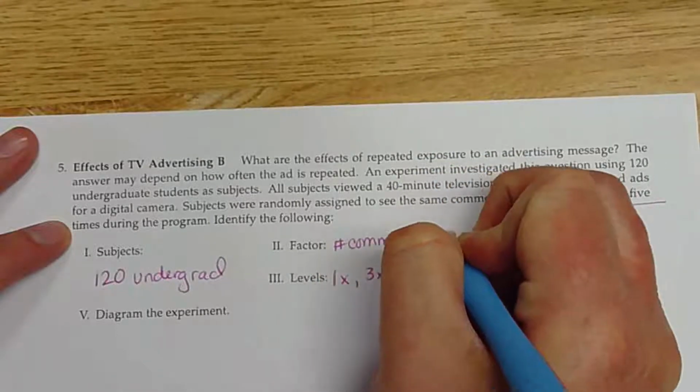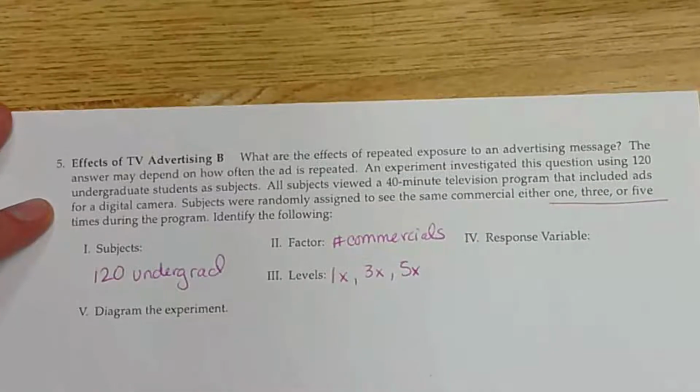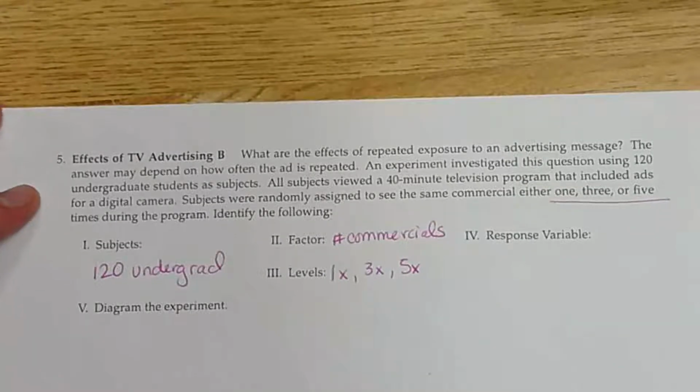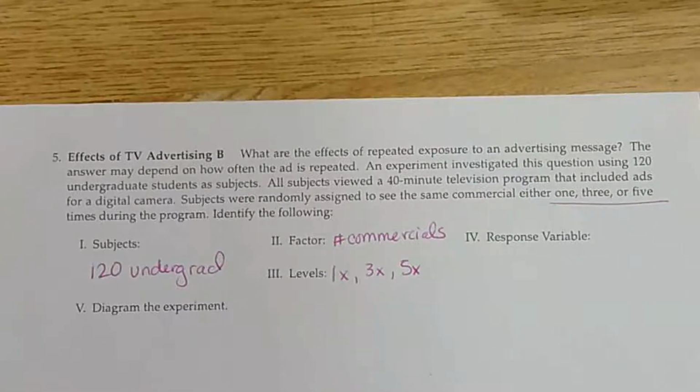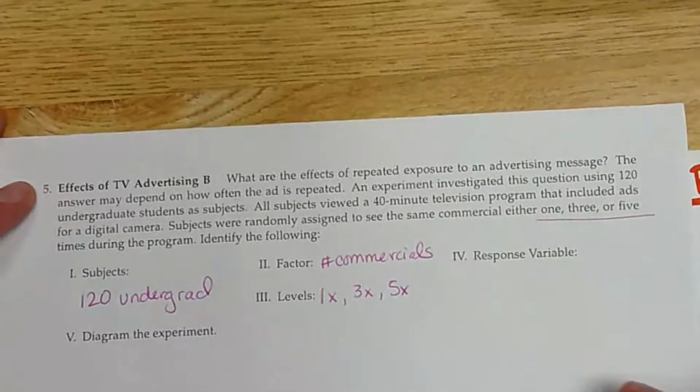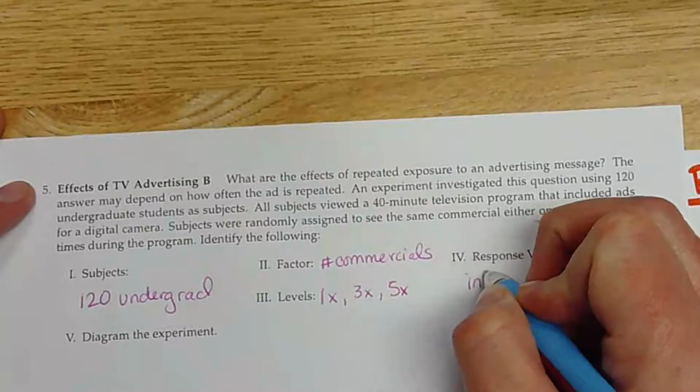Okay. The name of the factor, there's kind of some wiggle room there. So if you called this exposure to an ad or something like that, anything along those lines is going to be fine. A lot of times there's not really one great name for the factor, so there's a little bit of interpretation, and that's fine. And then our response variable is going to be the interest in this digital camera.